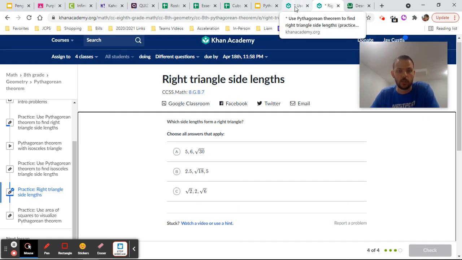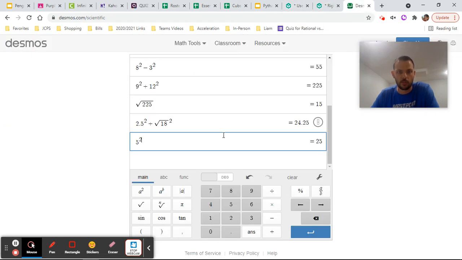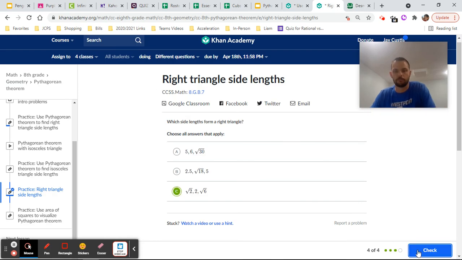Square root of 2, 2, and square root of 6. So the square root of 2 squared is 2, and that's 6. So I know the square root of 6 squared is also going to be 6. All right, so it's this one.